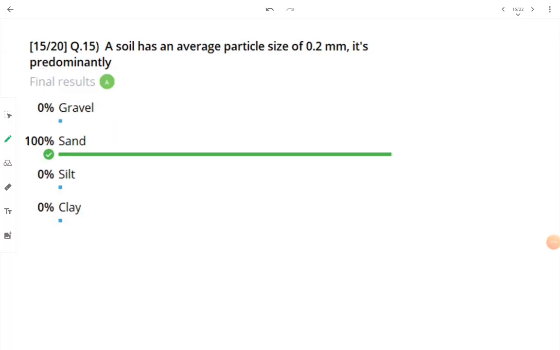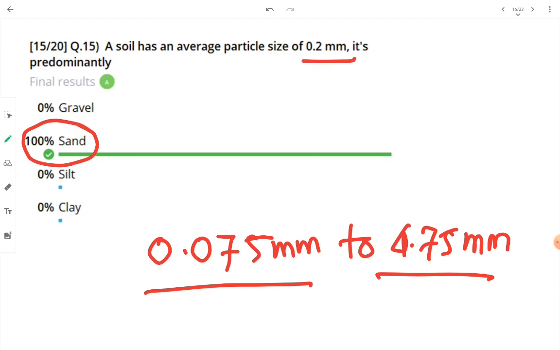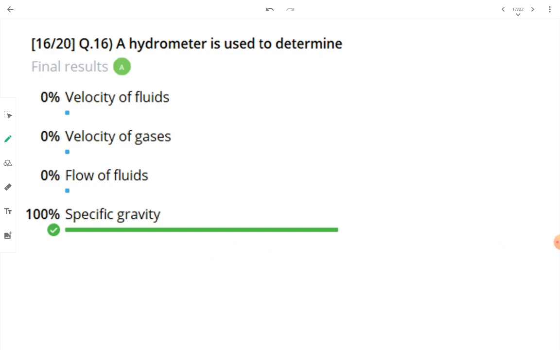A soil has an average particle size of 0.2 mm. It is predominantly sand. Now let's see the range of sand: 0.075 mm to 4.75 mm is the range for sand, and in this range there is also classification for fine sand, medium sand and coarse sand. See, 0.2 mm lies in this range, that's why it is going to be sand.